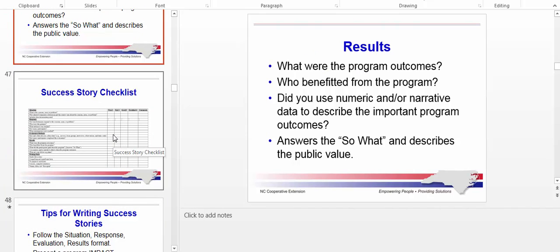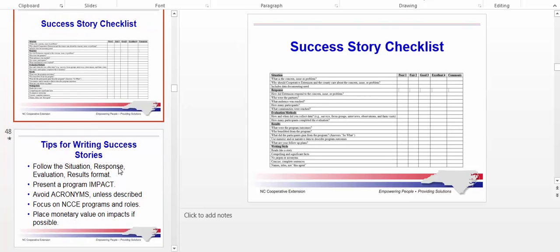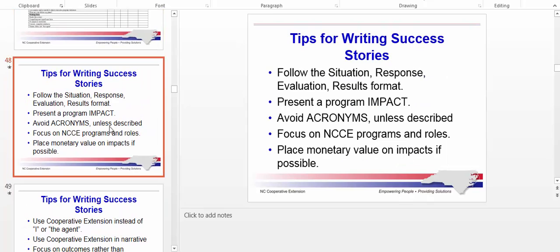And in the help area of this one, there's this sheet. It's a success story checklist. There's also some tips for writing success stories. Again, follow the situation, response, evaluation, and results format. Present a program impact. Make sure you have an impact in the end. Avoid acronyms unless described after the acronym.